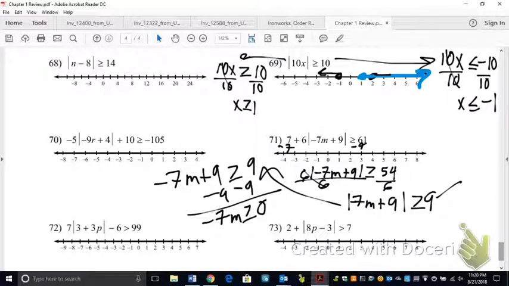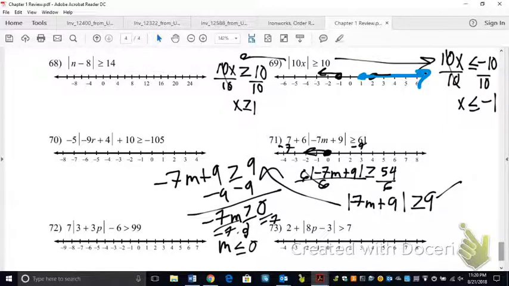Divide both sides by negative 7, and we get m is... And because we're dividing by a negative 7 here, we switch the sign, so we get m is less than or equal to 0. Okay? So m is less than or equal to 0. We're going to put a solid dot on 0, arrow pointing to the left.